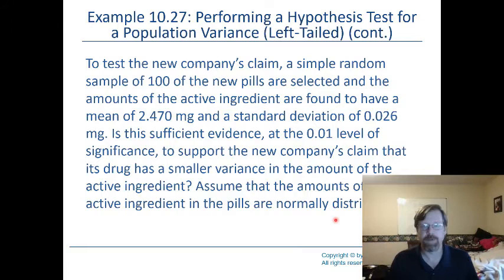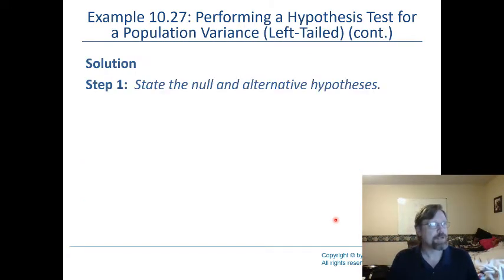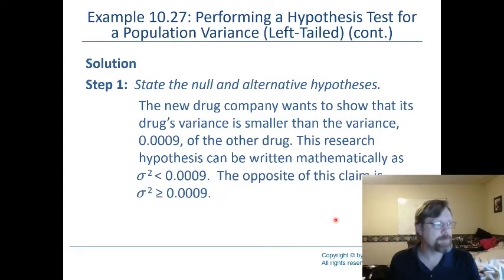All right, so step 1, state the null and alternative hypotheses. We did just kind of do that a minute ago, right? Our alternative is that the new company's variance is less than 0.0009. So we can write this mathematically as variance is less than 0.0009. The null hypothesis is that the variance is greater than or equal to 0.0009.